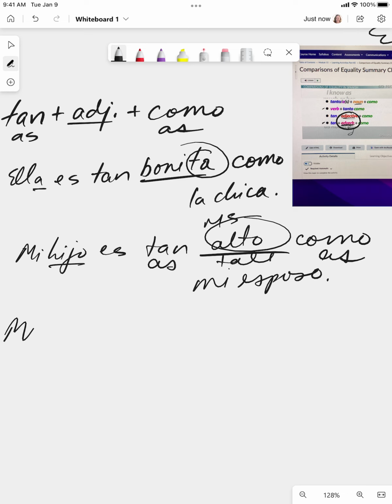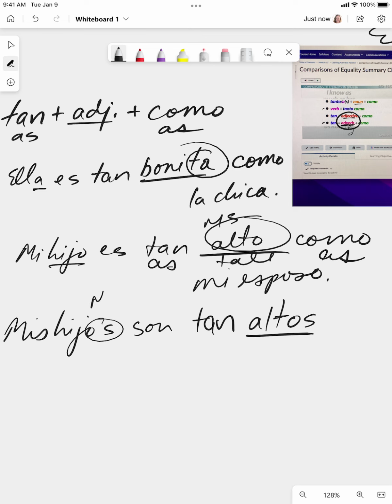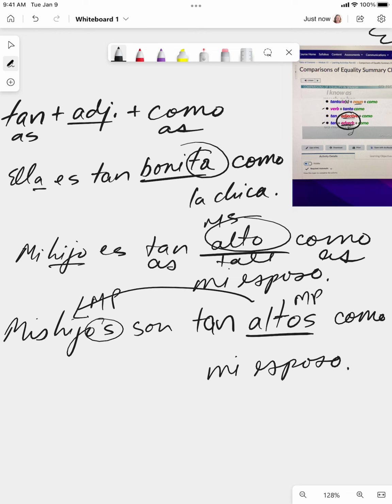What if it's my sons? Well, first my verb's going to change to they are. Tan is not going to change. It's going to stay the same. However, my adjective has to match in gender and number, just like my nouns. Nouns, adjectives, and articles all have to match in gender and number. So I'm talking about mis hijos, that's male plural. I have to change alto to male plural also. Again, altos is describing my son, so it has to be male plural.